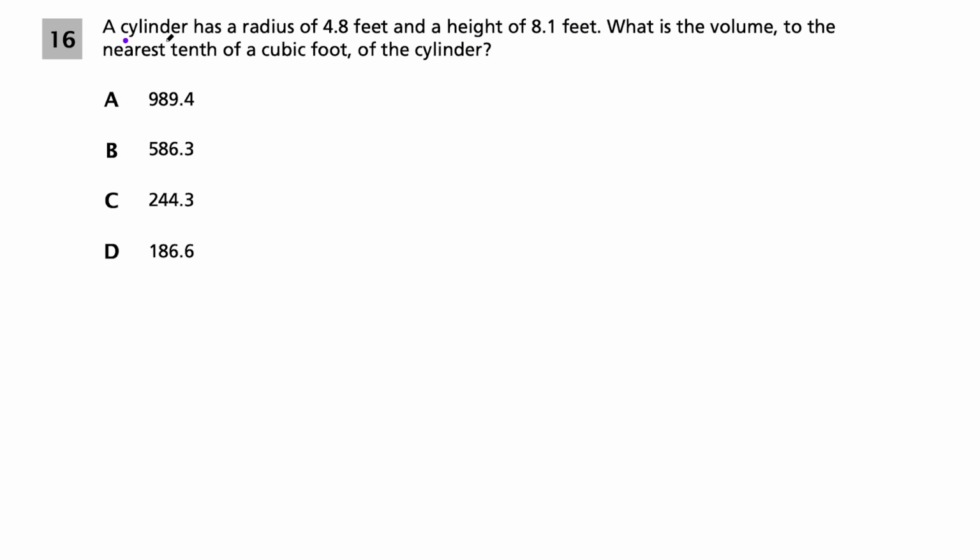Question 16, we have a cylinder has a radius of 4.8 feet and a height of 8.1 feet. What is the volume to the nearest tenth of a cubic foot of the cylinder? So first we have to know that the volume of a cylinder is pi r squared times h.